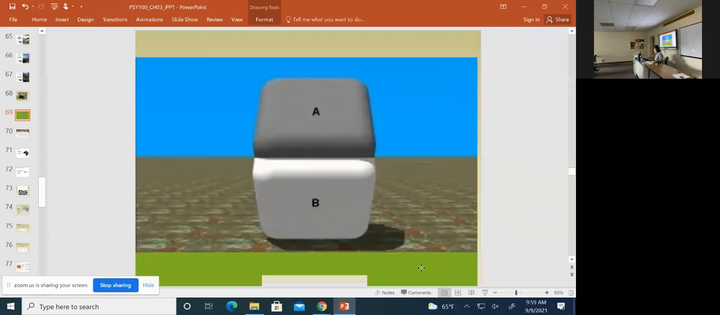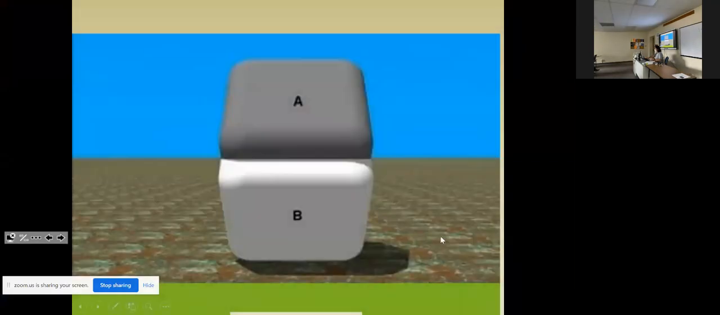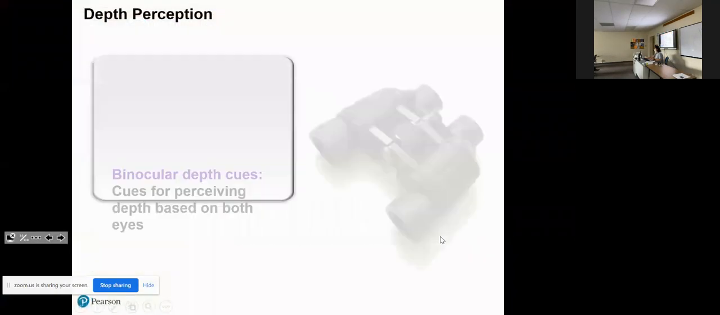All right, so that's just an example of how physics, how our understanding of the world around us really plays into what we see and how we view it.